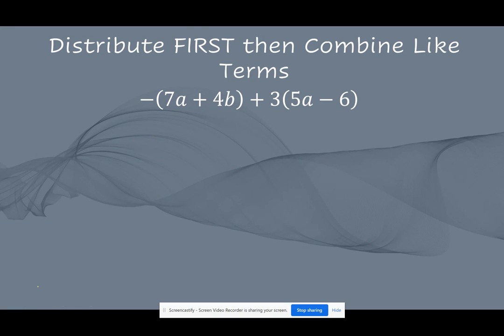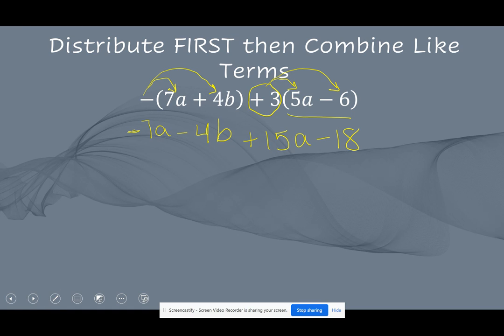So you always want to distribute first once again. So in this one, we have to distribute twice before we combine our like terms. So remember, if you have a negative sign here, it's like -1. So you're going to flip all your signs because -1 times 7a is -7a. -1 times 4b is -4b. Then we're going to distribute this +3 into this set of parentheses. So +3 times 5a is plus 15a. +3 times -6 is -18.